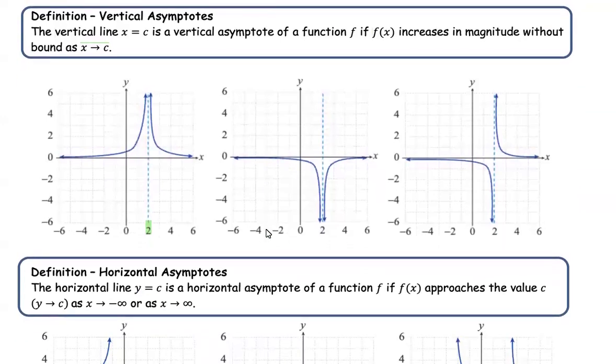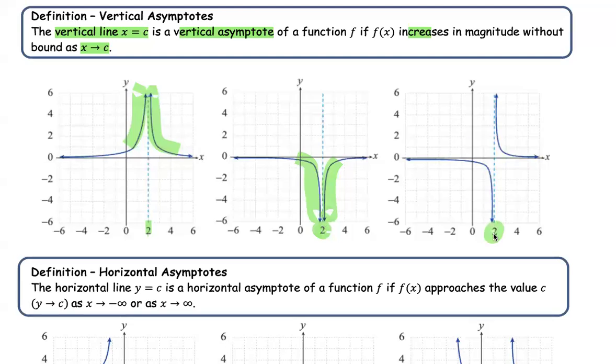The next one is about the vertical asymptote. The vertical line x equals c is a vertical asymptote of a function f if f increases in magnitude without bound as x approaches c. As you see in the first graph, c equals 2, the graph increases without bound as x approaches c, both from the left and from the right. In the second graph, c is 2, the value of the function increases without bound but in a negative way, on both sides of x equals 2 as x approaches 2.